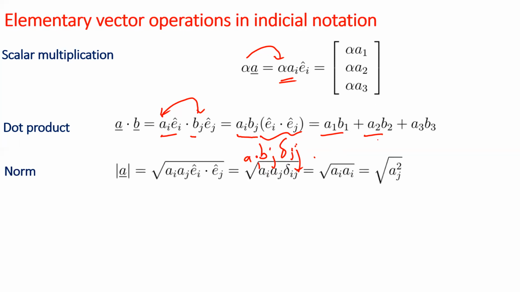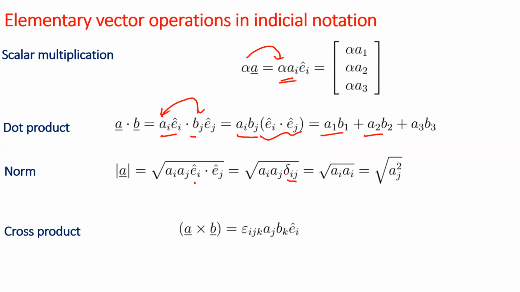Norm. Norm is nothing but the magnitude. So let me erase this region. Right. I'm using the same notation. I'm just replacing vector B with vector A and taking a square root. Same, e_i dot e_j is delta ij, and this will survive only when i equals j, and hence you get the norm as this.